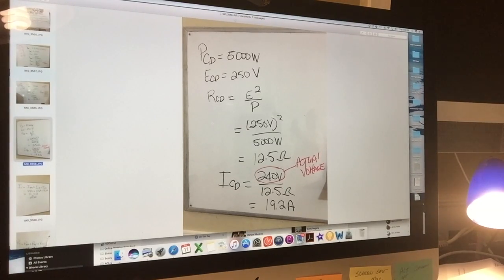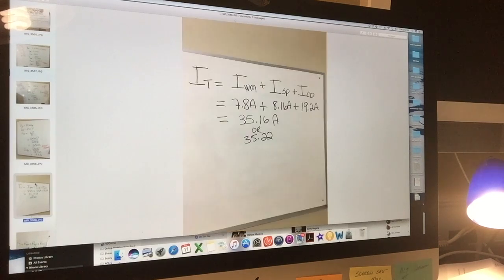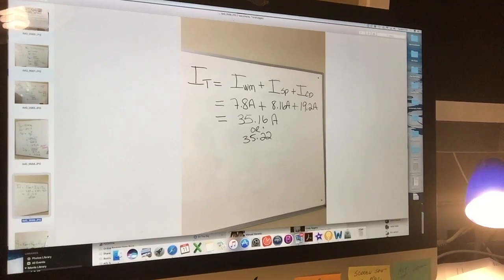And so once I have done that, now I can find the total amperage. I take the amperage of the wash machine, the shirt press, and the clothes dryer, add those together, and I get 35.16 or 35.22. One of the things that I wasn't very careful about is that I did not round appropriately. So because I didn't round, my numbers are a little bit off. But anyway, just make sure you do your rounding correctly and you should be fine. That takes care of the next question.